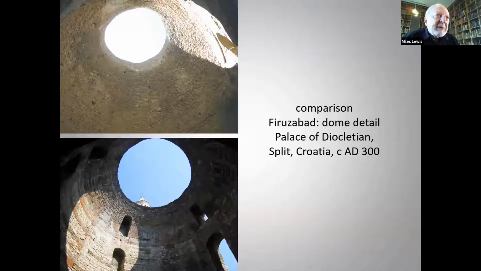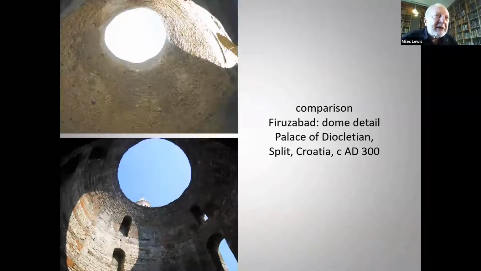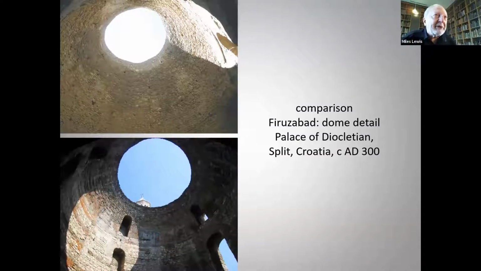In fact, the building we're seeing here was the palace of the Emperor Diocletian, which he built when he retired, just across the Adriatic in what's now Croatia, the palace of Diocletian at Split, or Spalato. And so we're seeing how the building techniques are the same at distant Persia as they are on the Adriatic coast.